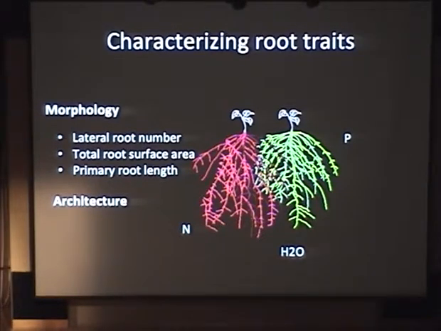So the way I'm characterizing root traits is essentially through morphology or architecture. Morphology is more talking about measurements done to individual root traits, such as root length, root surface area, etc. And architecture takes into account all these morphological traits in space, which is incredibly important because the soil is a heterogeneous environment. So depending on architecture will determine whether or not a plant has accessibility to a particular nutrient.